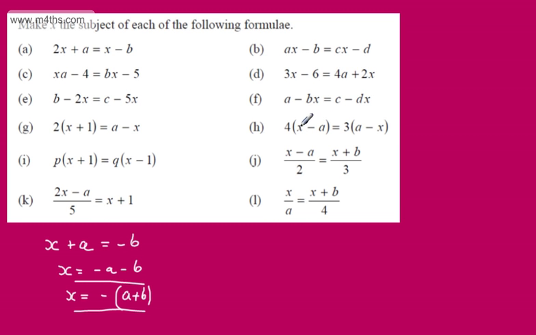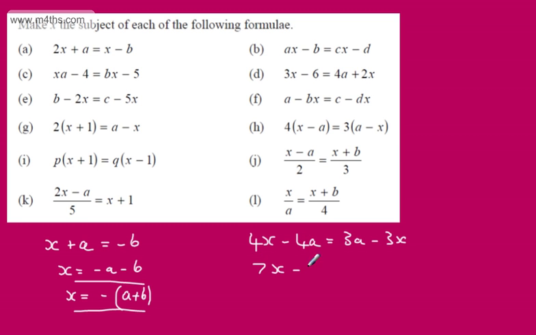I've got now x in both of the brackets. What I need to do is multiply these out and then collect like terms. So 4x minus 4a is equal to 3a minus 3x. I want x's on one side, and then on the right hand side I want terms now that are independent of x. So what we're going to do is add 3x to both sides.